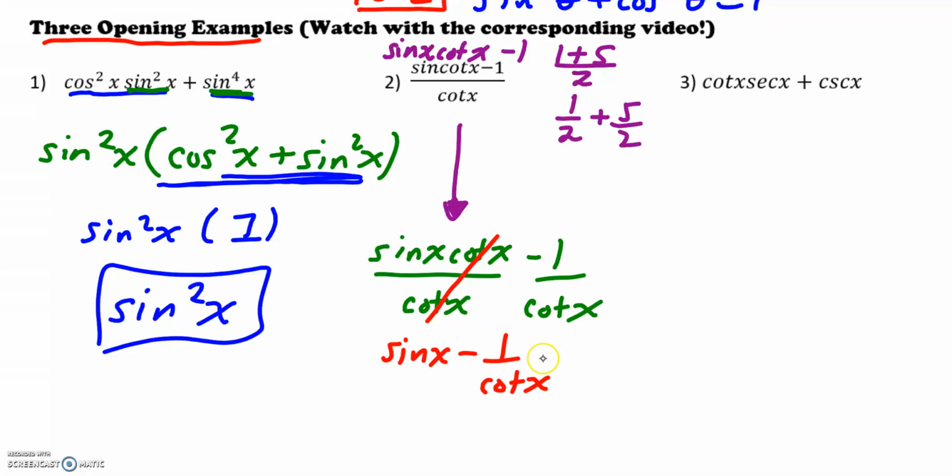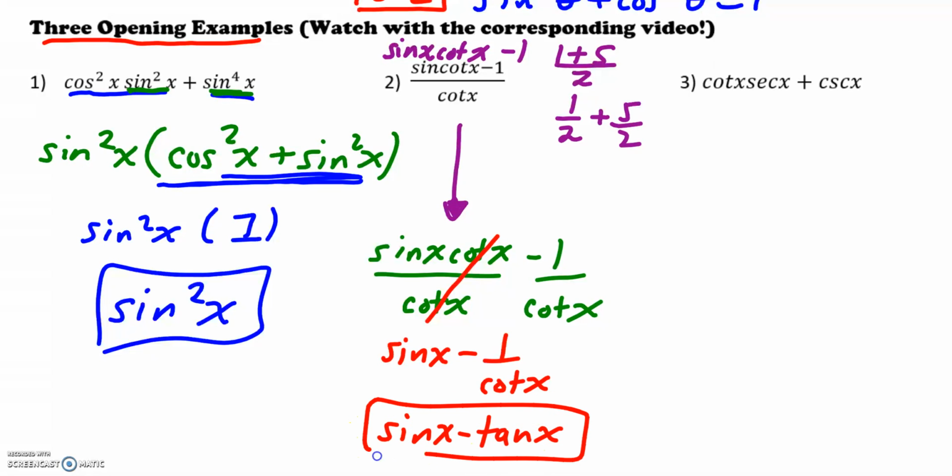So what is 1 over cotangent the same as? Why, yes, it's the same as tangent, because this 1 over cotangent is the reciprocal function to tangent. So I can replace this with tangent of x, and so my final answer would be sine of x minus the tangent of x. I can't combine like terms, and I simplified this as far down as I possibly could go.